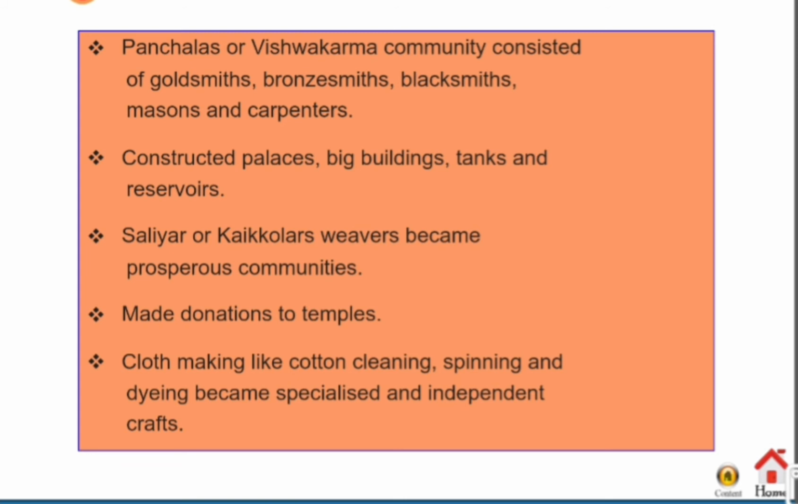Panchalas, or the Vishwakarma community, consisted of goldsmiths, bronzesmiths, blacksmiths, masons, and carpenters. They constructed palaces, big buildings, tanks, and reservoirs. Saliyar, or Kaikolar, weavers became prosperous communities. They made donations to temples. Cloth making, like cotton cleaning, spinning, and dyeing, became specialized and independent crafts.